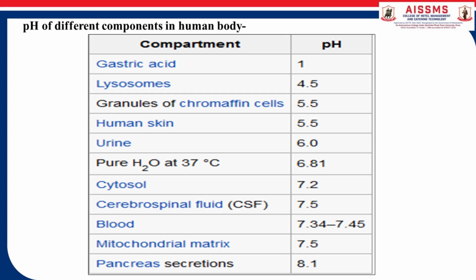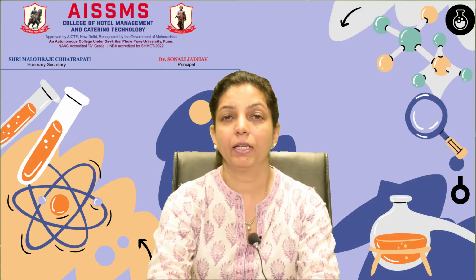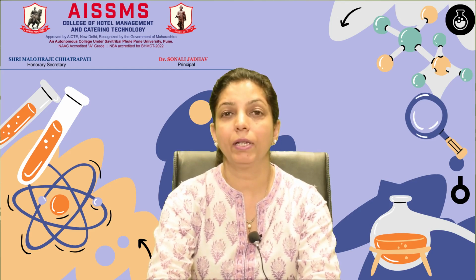This chart may help you understand the various pH levels maintained in the human body. Certain examples: gastric acid. As the name itself says, the pH value is 1, which means it is acidic in nature, lower than 7 and moving towards 0. So 1 is pretty acidic. Then you have granules of chromaffin cells, with a pH of 5.5, again a little acidic. Urine, which may have a pH value of 6, is also acidic. On the other hand, as just discussed, blood is more alkaline in nature, with a pH value ranging from 7 to 7.45.